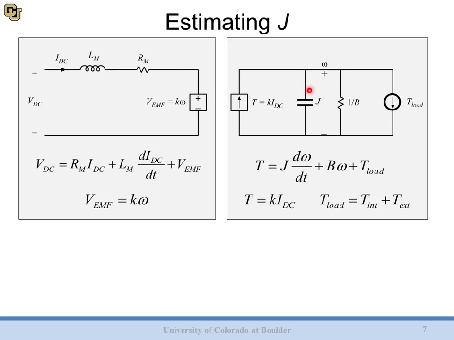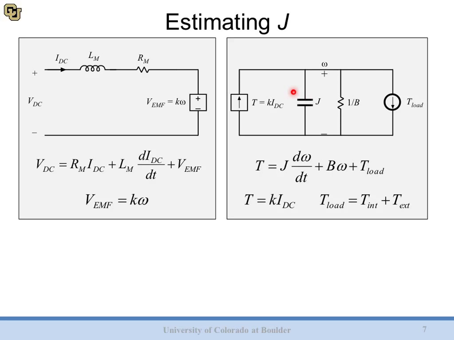So if we just did like we've been doing and have a constant VDC input, then we're going to have a constant IDC, so a constant current running through this wire. And a constant IDC is going to give us a constant here, which is simply going to remove this capacitor from the circuit. That's not at all what we want. So, because we can't use a constant input to determine J, we're going to use a dynamic input.